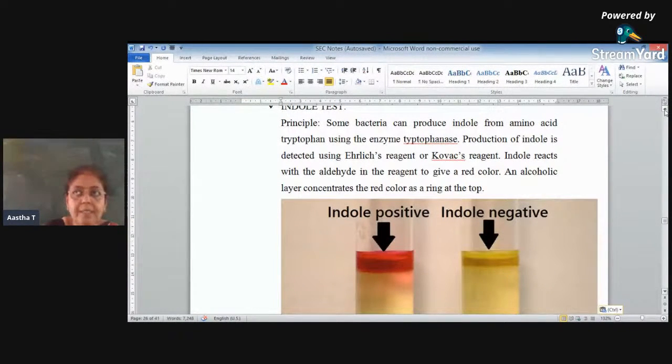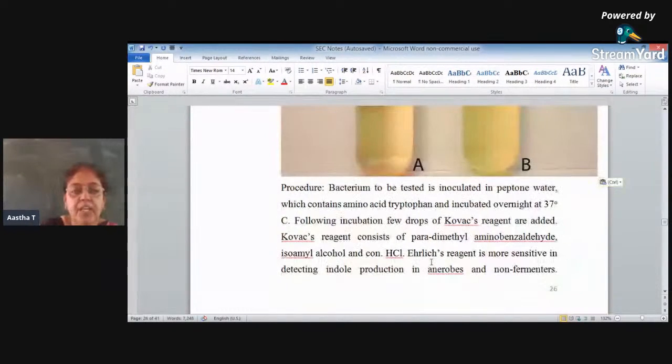It will react with the aldehyde which is present in this Kovacs reagent and give this ring color, red ring like structure. So if this red ring is formed, then there is presence of indole. The organism has the ability to produce indole from amino acid tryptophan using the enzyme tryptophanase. So what you do is you take tryptone water or peptone water, inoculate the organism, incubate overnight at 37 degrees Celsius. After incubation for 24 hours, add Kovacs reagent.